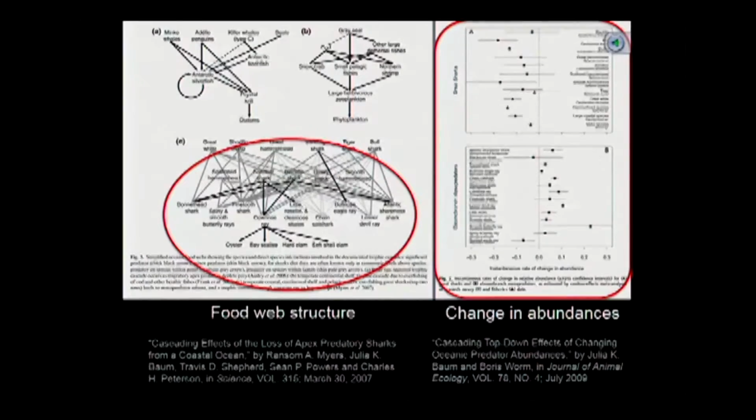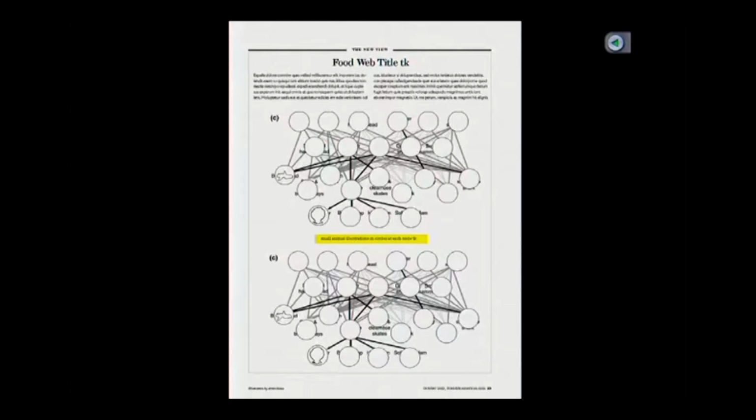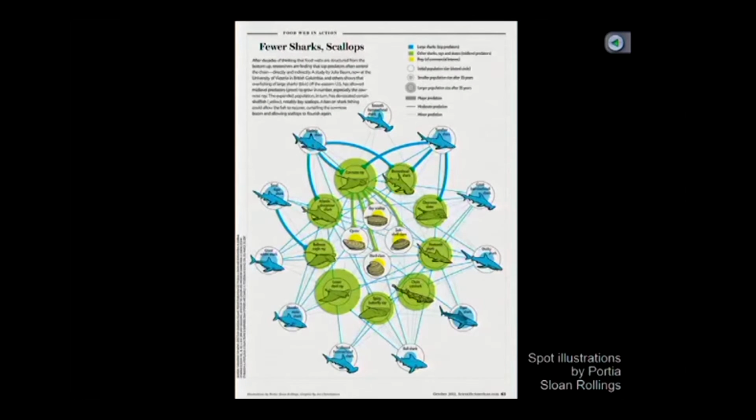One paper was qualitative, the predation patterns shown in the food web on the left, and the other was quantitative, change in critter abundance over time. I started by mocking up a layout with a straightforward before and after approach. But the network connections were almost impossible to track at this scale, and any small change in abundances would be really hard to compare between the panels. So I ended up superimposing the before and after views and supplemented the data with illustrations of the animals involved in the network by freelance illustrator Portia Sloan Rollins.